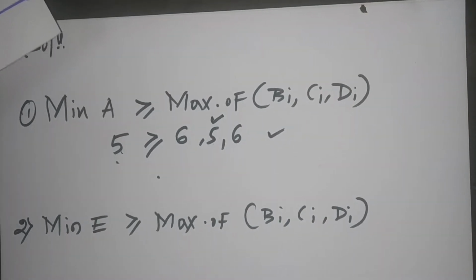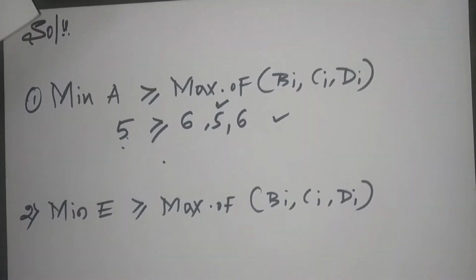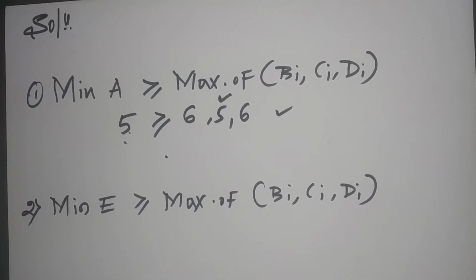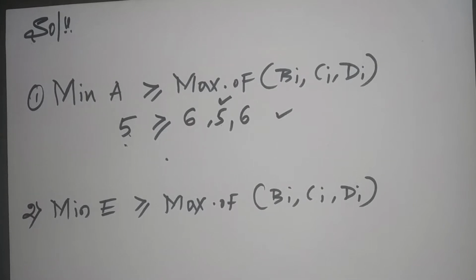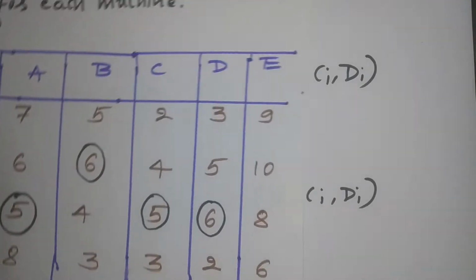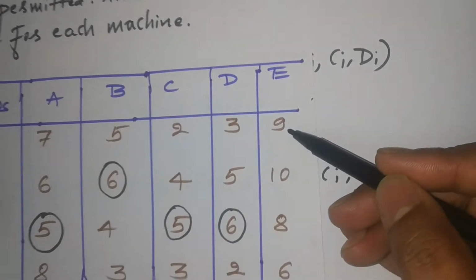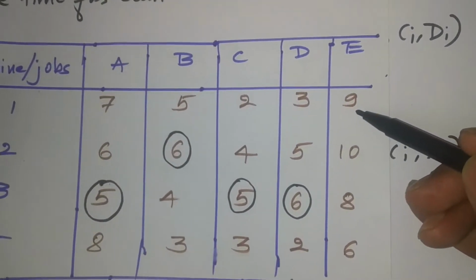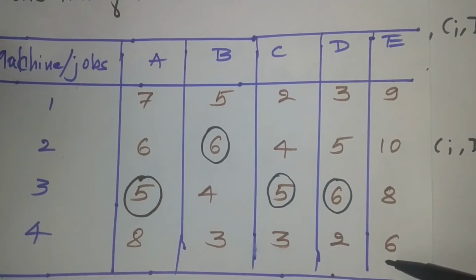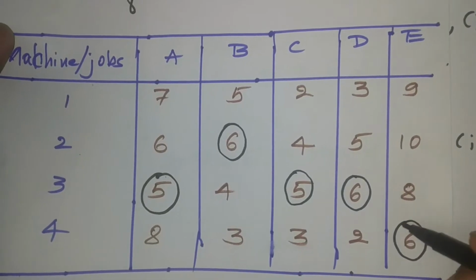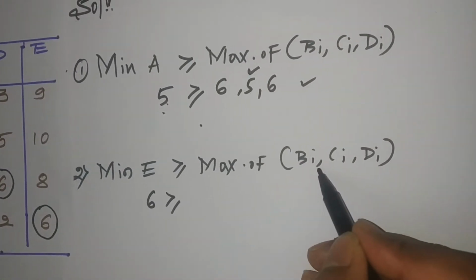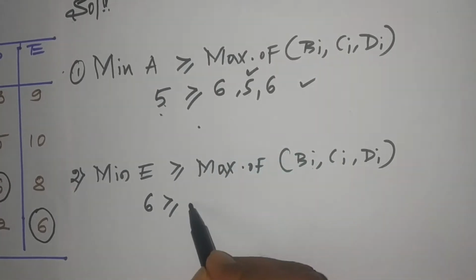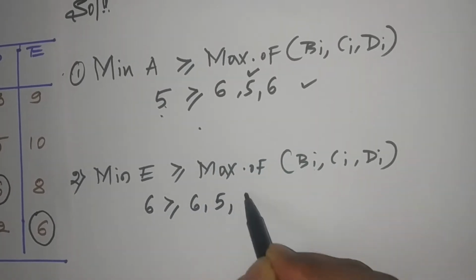Now let us go for the second condition. The second condition says the minimum time on machine E should be greater than or equal to the maximum time of machines B, C and D. So let us go for it. Machine E is this column, and here we have to check for the minimum number. In machine E the minimum time I am getting is 6. So I'll write 6 is greater than or equal to, again the same B, C, D. I'll copy the same thing here, 6, 5 and 6.